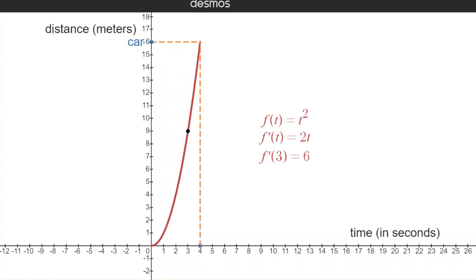Okay, so what that really tells us is that at time t equals 3 seconds, the velocity of the car is 6 meters per second. And we say the velocity, or the instantaneous velocity, to kind of distinguish it from the average velocity. The instantaneous velocity, how fast is the car going at the instant that t equals 3 seconds? The car is going 6 meters per second. So notice the derivative gave us the velocity, or gave us the instantaneous velocity.